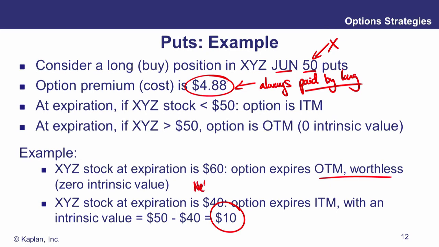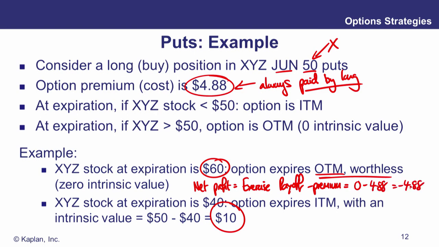But that's just exercise profit, not net profit overall on the option. When we think about net profit overall, we have to factor in the fact that we've paid $4.88. So the slide's not doing it there, but net profit-wise, same as before. It's the exercise payoff minus the premium. Well, look, if the underlying goes up to 60 and we don't exercise the option, that's going to be 0 minus 488. So there you go. You lose your premium if the option expires worthless.